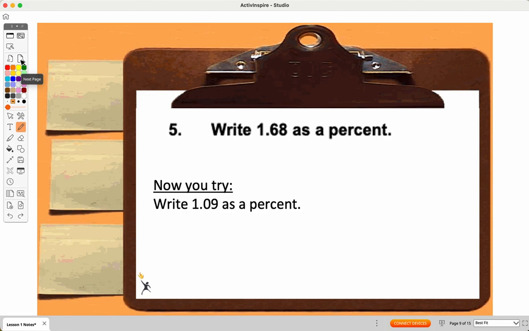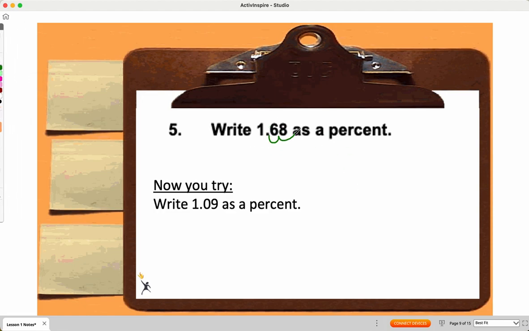So now I turn this into a percent. All right, so from decimal to percent. We've been practicing this over and over again. It's 1.68. We move it 2 to the right. So this becomes 168%. And you do the second one. I see you've probably already done this. So this is 109%.